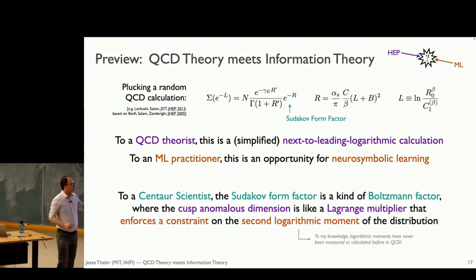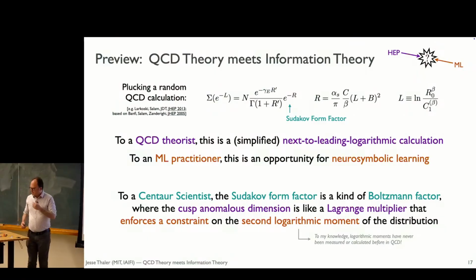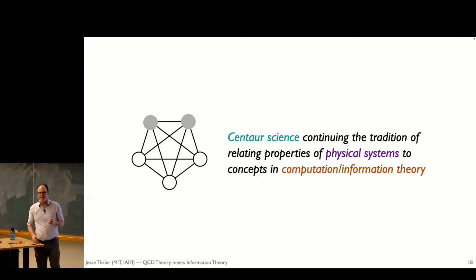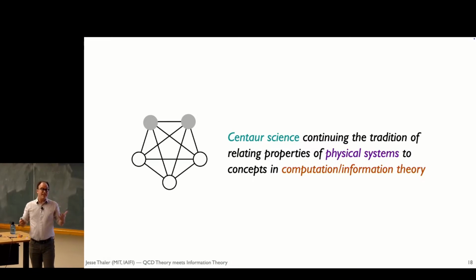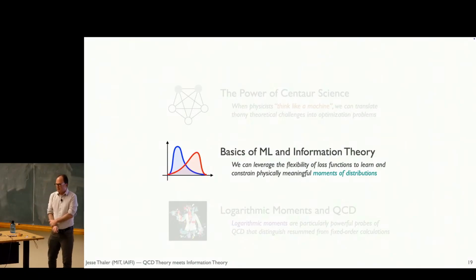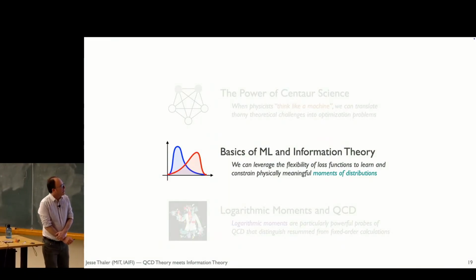OK, so that's where we're going that I need to justify to you. And just to say, this kind of centaur science approach is continuing this tradition of relating properties of physical systems to concepts in computation and information theory. OK, so now let me go through the derivation just to remind you how this works and show you some sense of how simple what we're doing really is, and just tell you about some of the basics of machine learning and information theory.